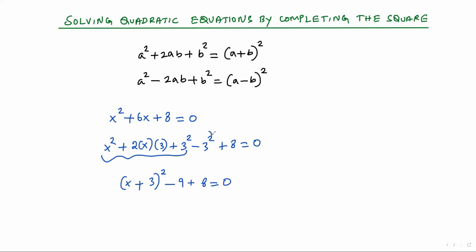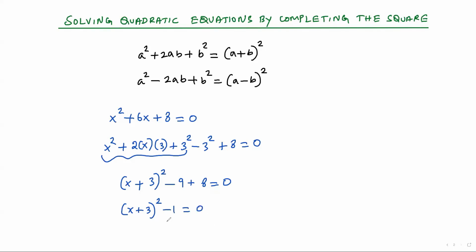Some students may get confused with this negative 3 square. Because we have a square, some students will take this negative as positive. Actually, it's not correct, because this square is applicable only for 3, not for the negative sign. If you have (negative 3) whole square, then the square is applicable for both the negative and 3, so the negative will become positive. But here in our problem, we have the square only for 3, not for the negative sign. Now, (x positive 3) the whole square. When I combine these two values, negative 9 positive 8, it will just become negative 1 equals 0.